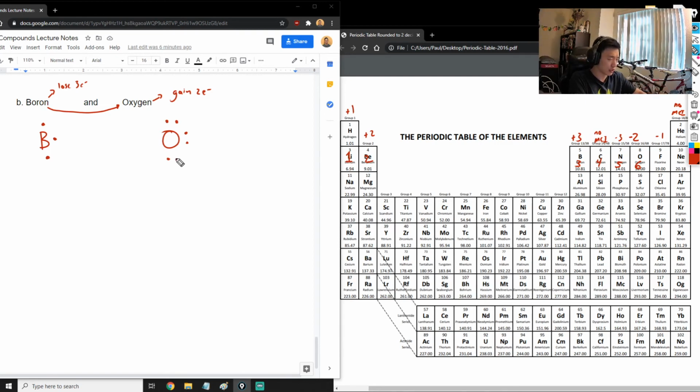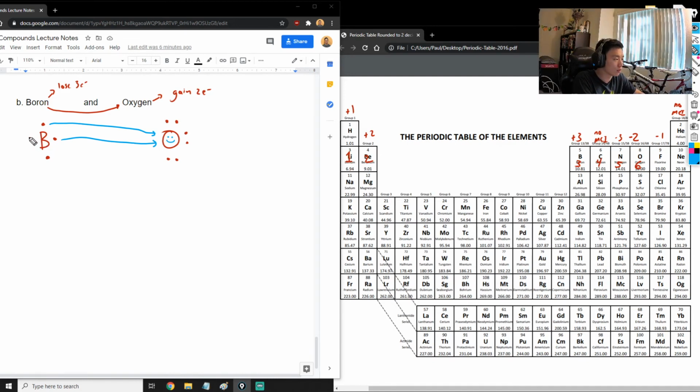So let's start moving the electrons. It looks like oxygen wants to gain 2. So what we're going to do is move 2 of the electrons from boron to oxygen. And now this oxygen is happy. It's happy because it gained the 2 electrons that it wanted. So I'll draw a smiley face. Okay, oxygen is happy because it gained 2 electrons.